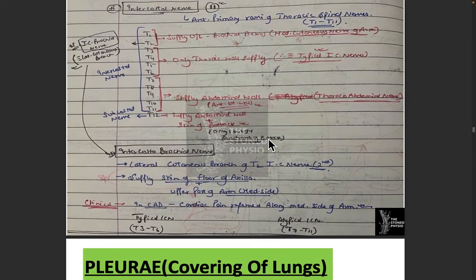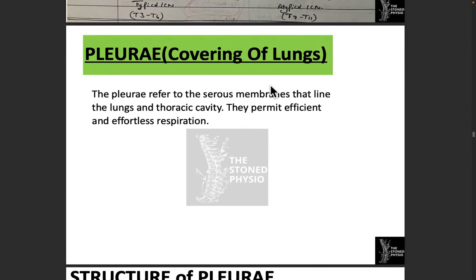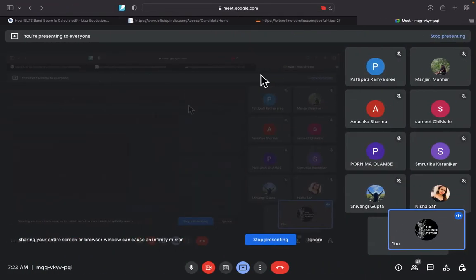I think this thing is clear to everyone. This particular slide is clear to everyone, the typical and the atypical type of intercostal nerves. Okay. Now we are supposed to talk about the pleura. What does pleura mean? Pleura simply means the covering of the lungs. Just the way we saw that, we saw that.